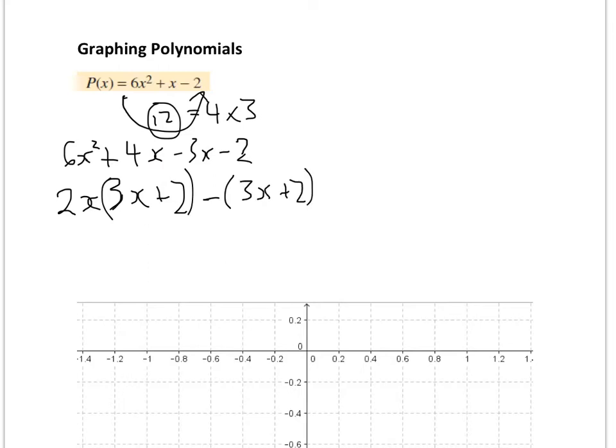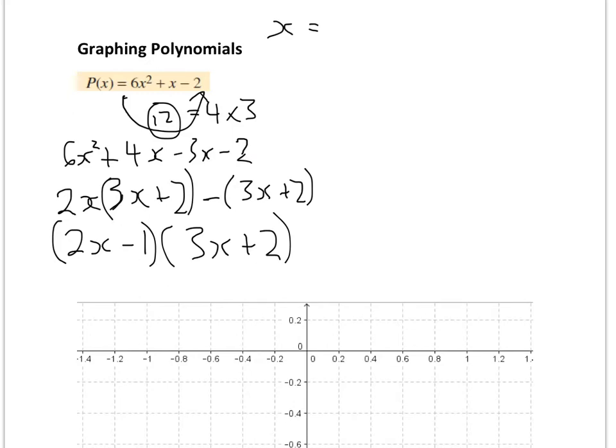Now, because I've got 3x plus 2 there and 3x plus 2 there, I can do a special type of factorisation where I go 2x minus whatever's at the front of the second set, and that's minus 1, bracket, 3x plus 2. Okay, so we've fully factorised this polynomial, but the thing that we need to remember is that we're finding the roots. Now the roots are, usually, another word for root is the x-intercept.